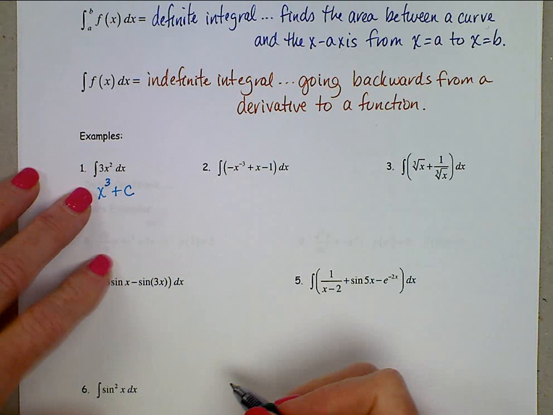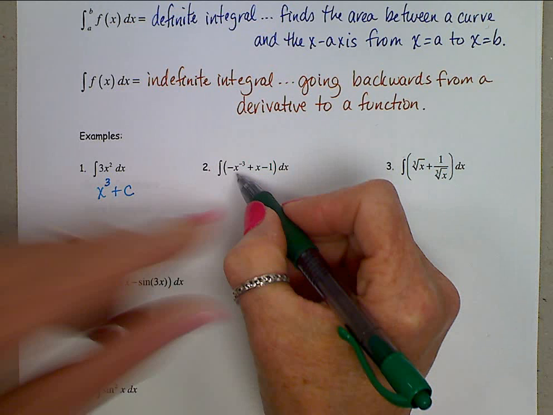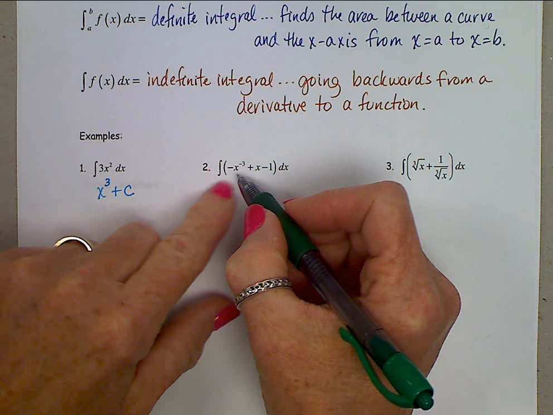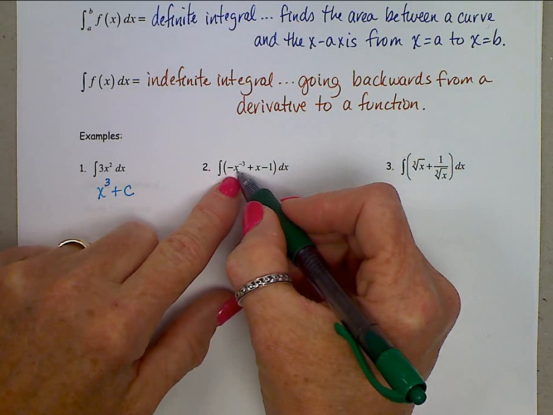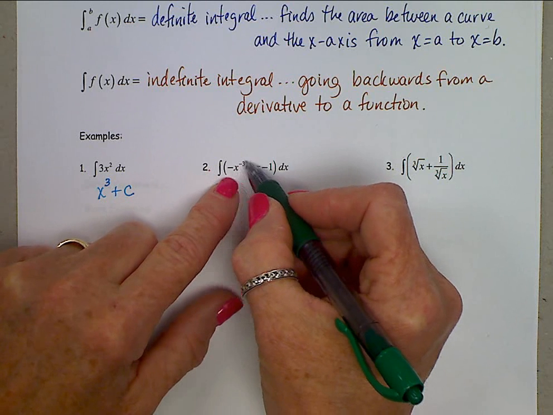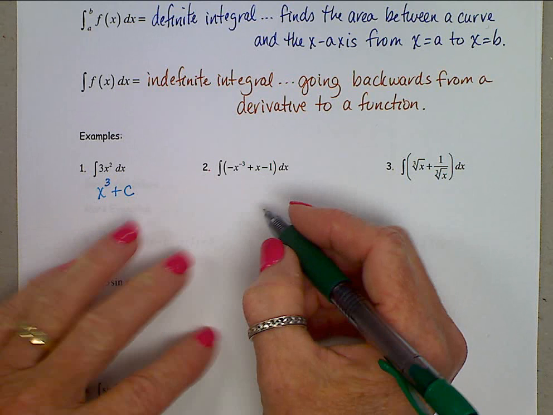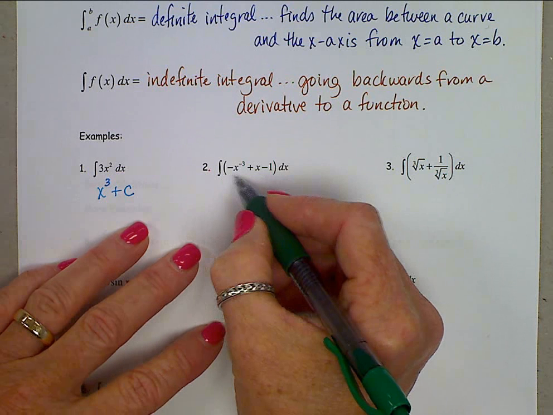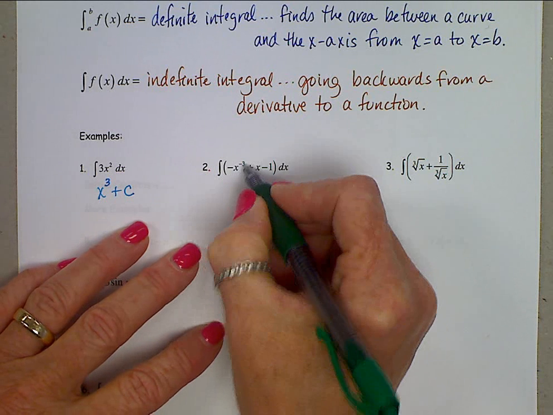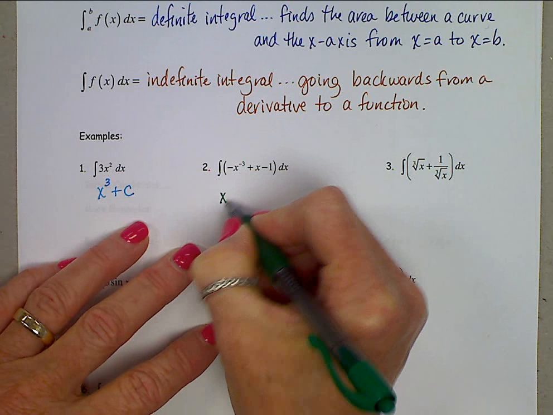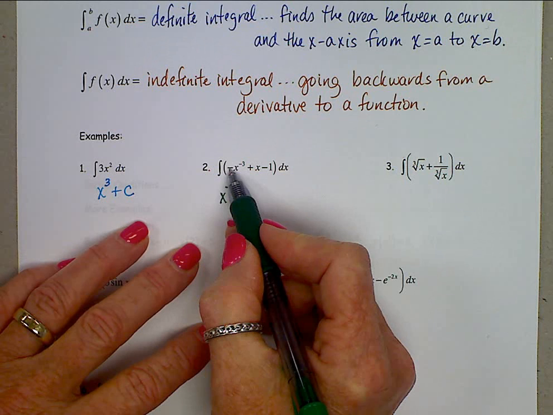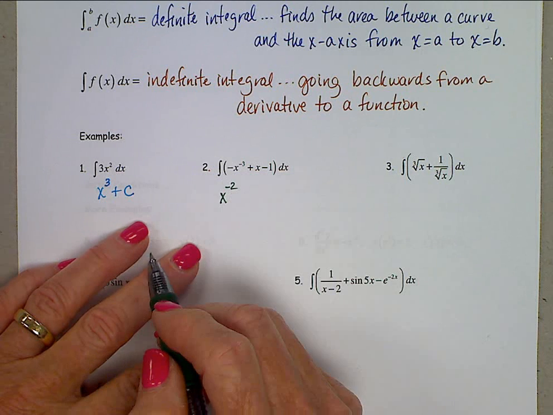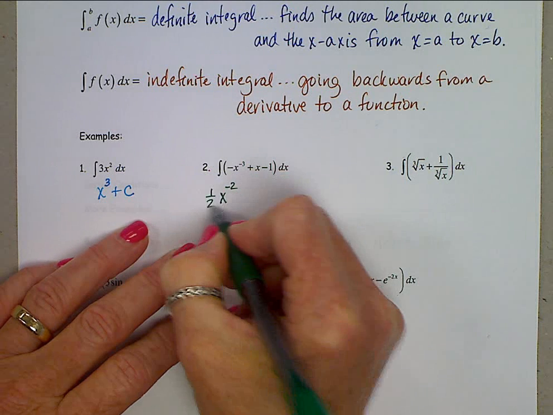Looking at this next one, we think, what's the antiderivative of negative x to the negative 3? That means what thing, when you take the derivative of it, gives you negative x to the negative 3. One procedure to go through with this is to add 1 to the exponent, which would give us x to the negative 2. Then take the coefficient that was out there and divide by the new exponent. That gives us a positive 1/2.